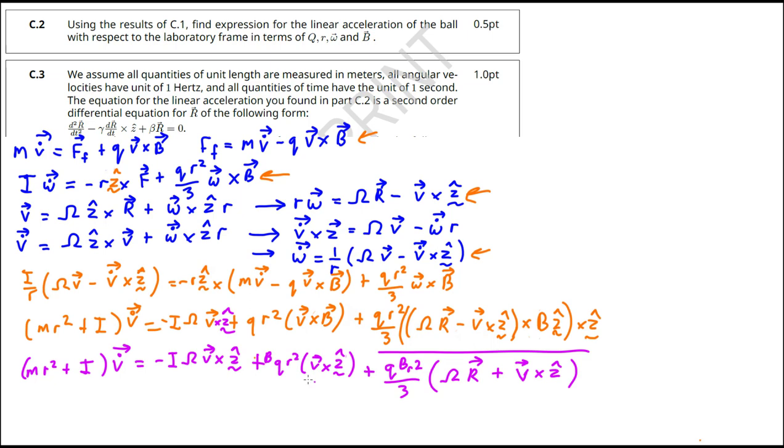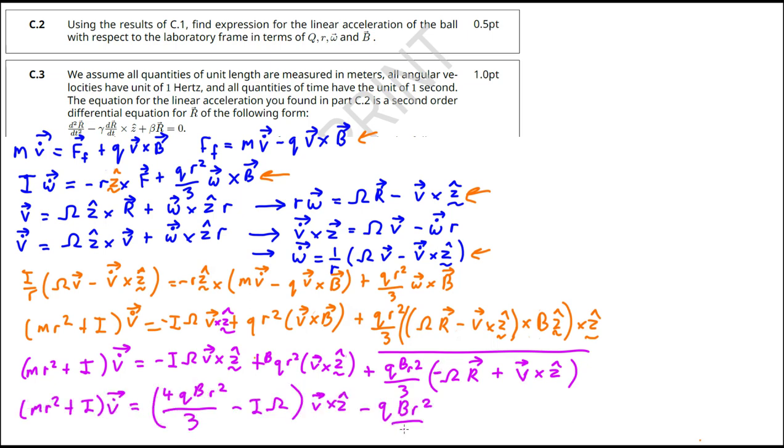Alright, then I can notice that this term here, b q r squared v cross z, actually matches the q b r squared over 3 v cross z. So I can just add those terms together, which is nice, which means that I'll be left with, and this one also picks up a minus sign from the triple product.